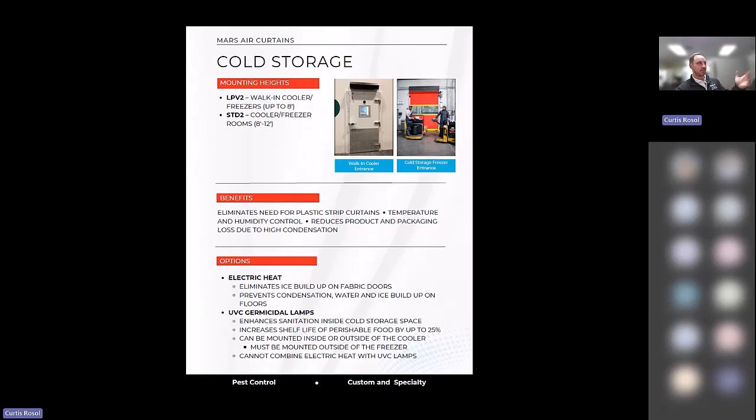So on the outside, again, you can use electric heat if you wanted to promote evaporation. You can also use our UV lamps in cooler applications. We've actually done a lot of studies on that recently and got pretty promising results with our UV units reducing mold growth on produce in these cold storage rooms. And the thought there is we can actually increase the shelf life of the product that's being stored in there. So really cool application there for cooler applications, other than just the thermal separation we can provide.